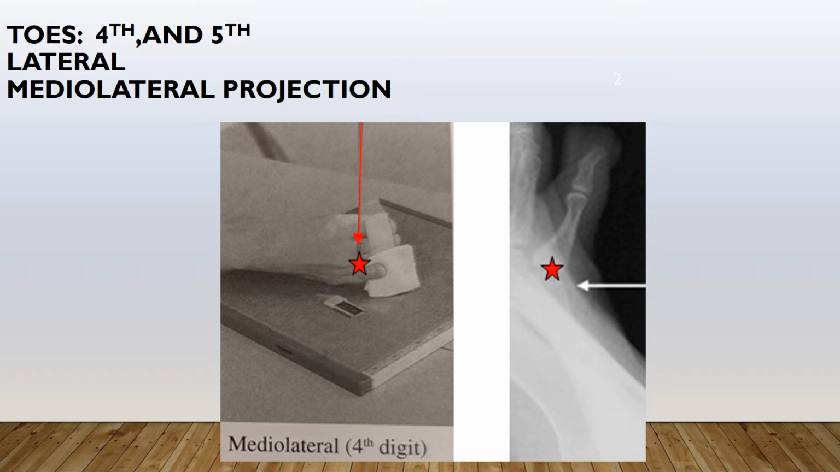When I'm evaluating my image, I'm going to make sure the entire digit and a minimum of half of the affected metatarsal are within the collimated field. And I want to make sure that there are sharp cortical margins and bony trabecula.